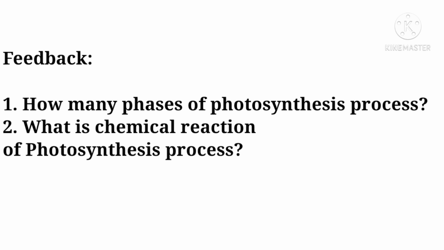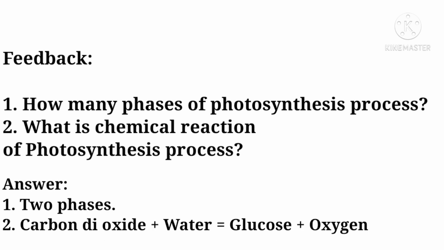Now question number 2. What is the chemical reaction of the photosynthesis process? When carbon dioxide reacts with water, carbon dioxide plus water, H2O, then produces glucose and oxygen. Now let's see the answers. The first question's answer is two phases, and the second question's answer is carbon dioxide plus water produces glucose and oxygen. Carbon dioxide is CO2, water is H2O, glucose is C6H12O6, and oxygen is O2.